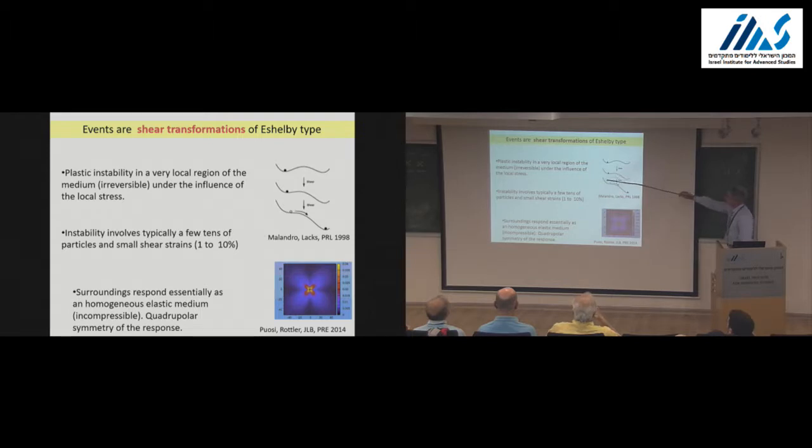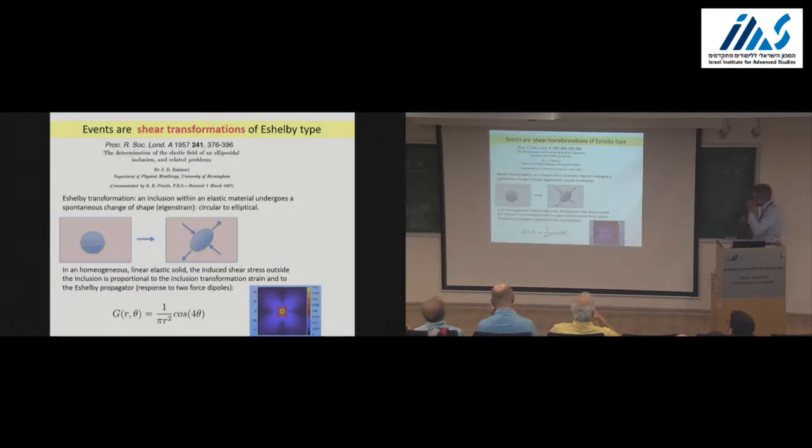The local energy landscape of these particles is tilted under the influence of the external stress. And at some point, there is an irreversible instability within this local region. So this is what Itamar was showing, these crosses that you had here, that you maybe still have over there. And when this happens, the surroundings essentially respond as a homogeneous elastic medium. So this event, accompanied by the response of the surrounding elastic medium, would be the elementary event in the deformation of amorphous solids.